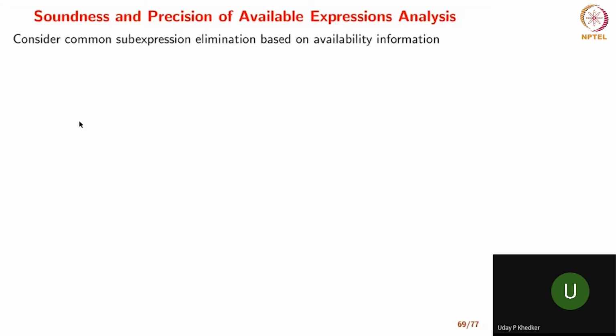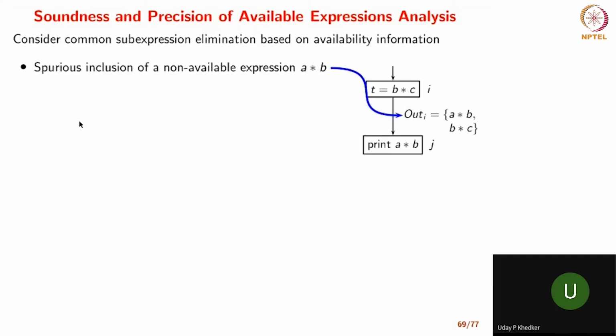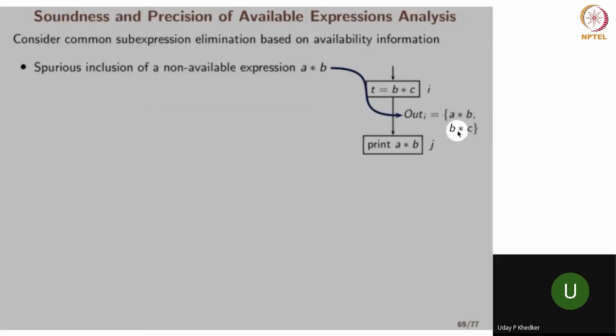So we talked about soundness and precision of live variables analysis. In a similar manner, we have to talk about soundness and precision of available expressions analysis. Let us consider common sub-expression elimination based on availability information. Again, we create similar examples. So here we have B star C as available, but we do a spurious inclusion of a non-available expression. We mark A star B also as available.